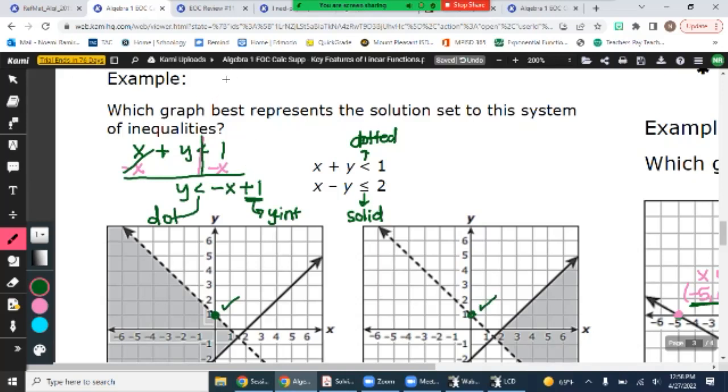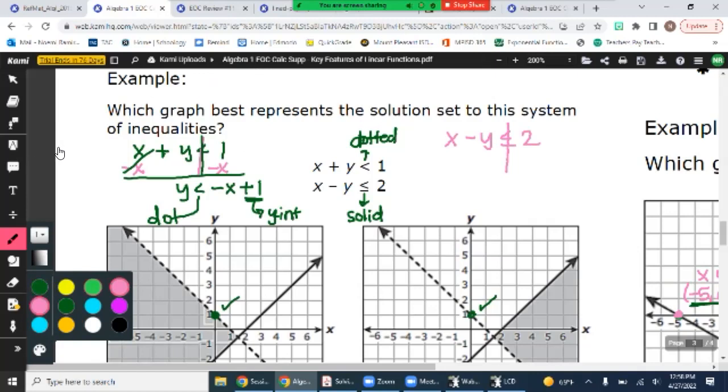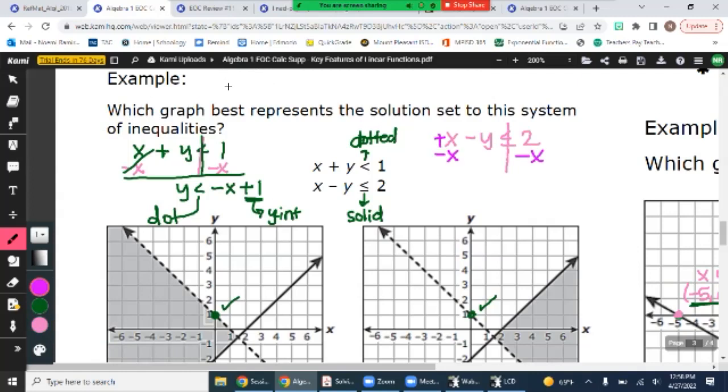Ready? X minus y. This is actually a 2-step, and this is probably the most missed 2-step inequality. You'll see why. What's my first step? Same as the last time. Minus x. It's a positive, so we're going to subtract x.